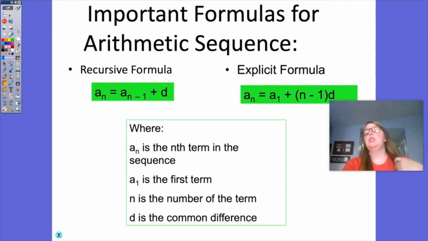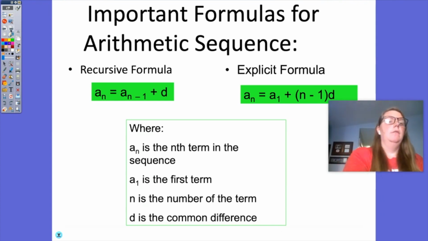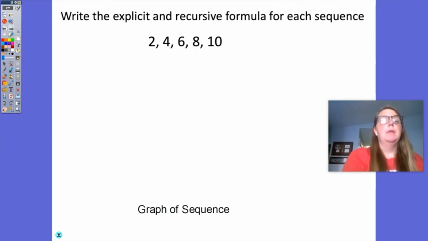In my opinion, the more useful version is the explicit formula. So we have any number, we're basing it on the first number, that's what a sub 1 is, the first term, and we're taking whatever term we want, subtracting by 1, and multiplying it by that common difference. So for example, if I was trying to find the 60th term, this number right here would be 60 minus 1, which is 59, and we'll do a couple of examples. Okay, so let's look at some examples of these sequences and finding these 2 formulas.